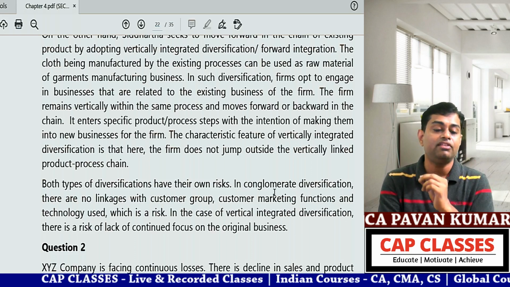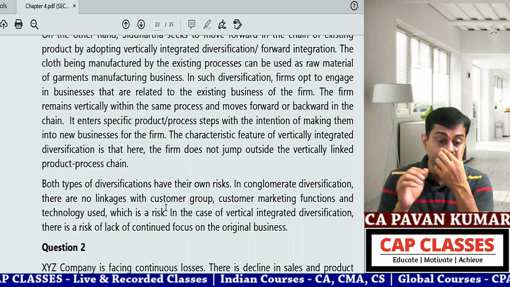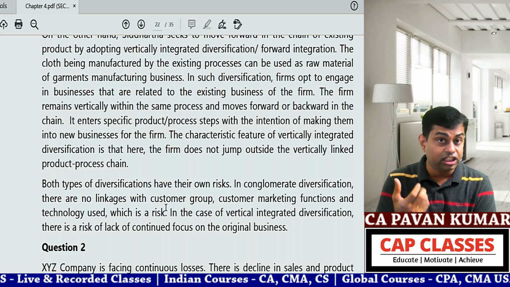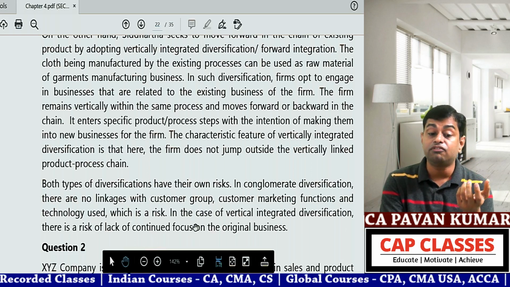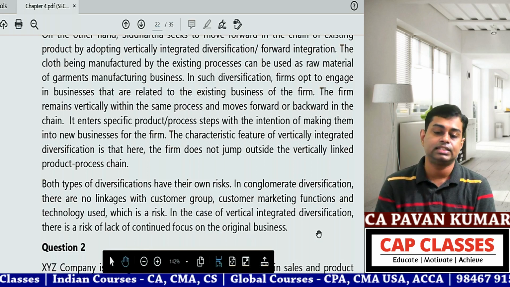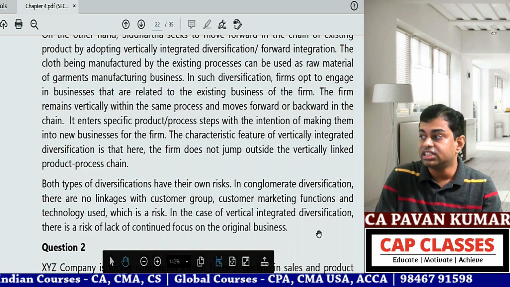In conglomerate diversification, there are no linkages within the customer group, marketing functions, technology used, which is a risk. In case of vertical integrated diversification, when you are starting this ready-made garments manufacturing, there is a risk of lack of continued focus on the original business. That's all. So this is case study 1. Shall we see case study 2 now?